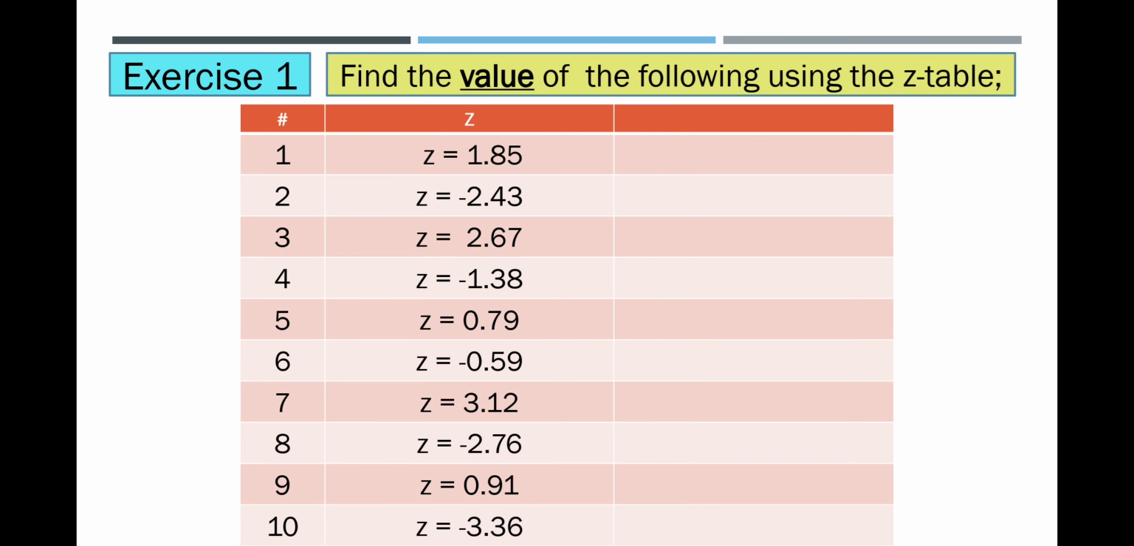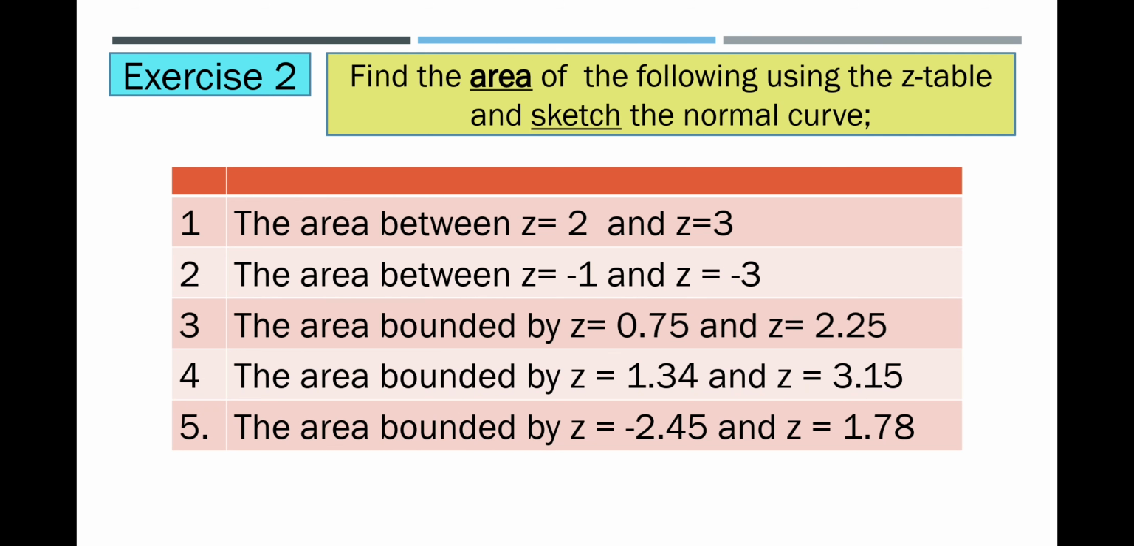So for your activity, you're going to find the value of the following using the z table. From number 1 to 10, just use the z table for positive and negative. And for your activity 2, find the area of the following using the z table and sketch the normal curve. We have number 1, 2, 3, 4, and 5.